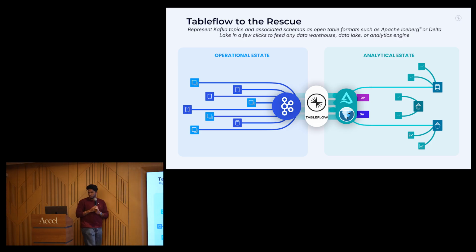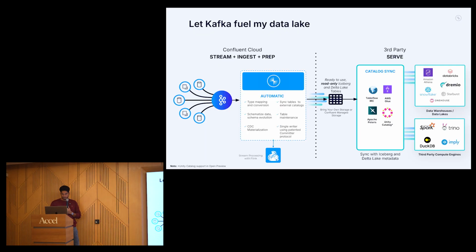So TableFlow takes care of all this, and this is a summary of how your life will be with TableFlow. All you have to do is set up your schemas, start pushing into Kafka, and with the click of a few buttons you will have TableFlow enabled, and you will have your catalog syncs enabled. So all this is taken care of by TableFlow.